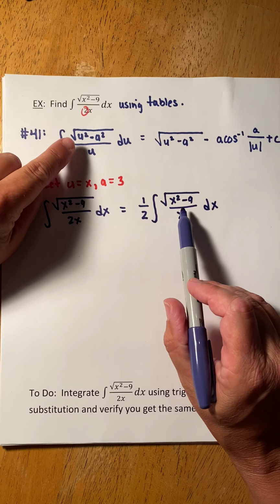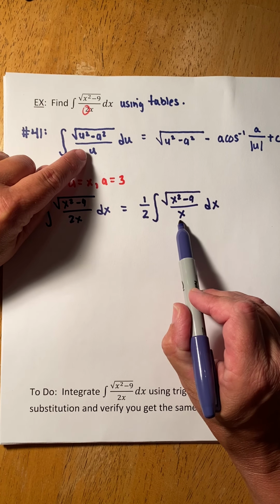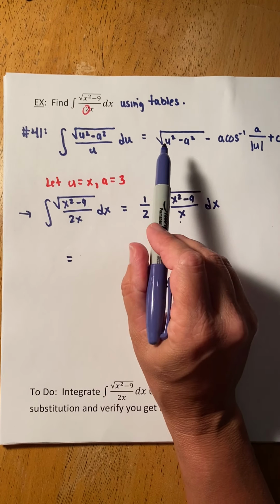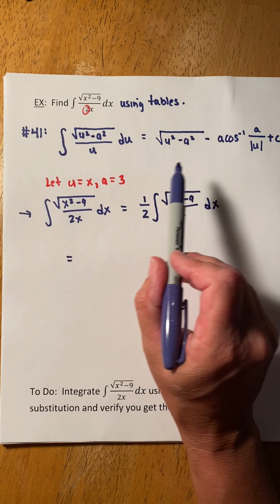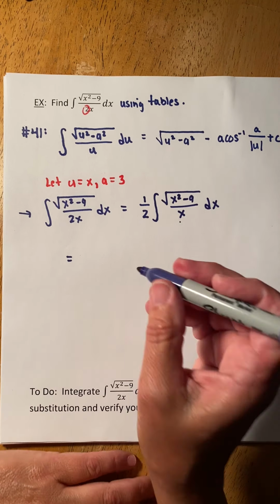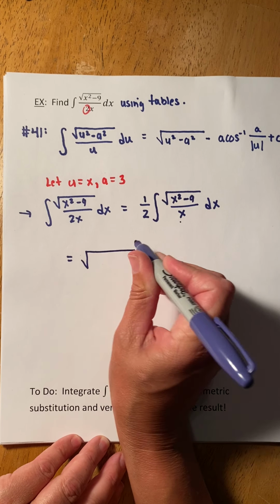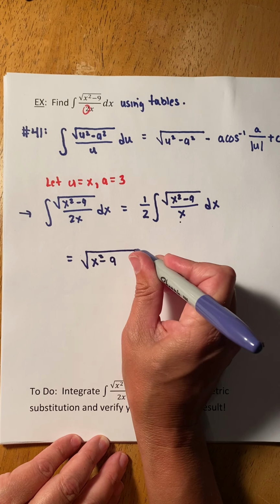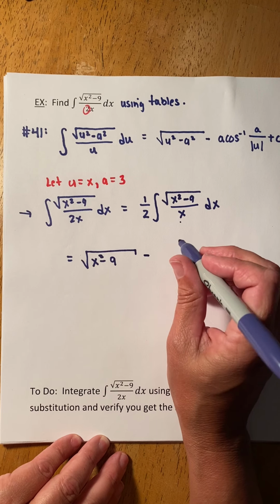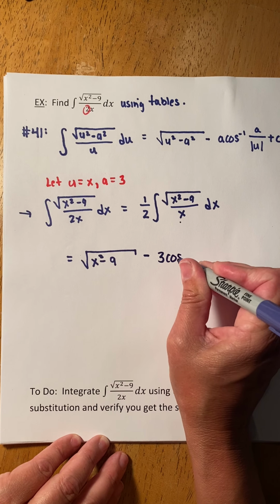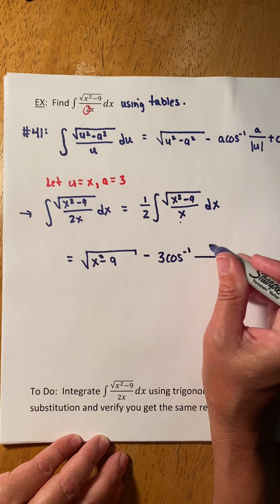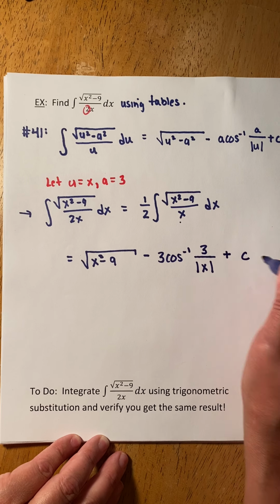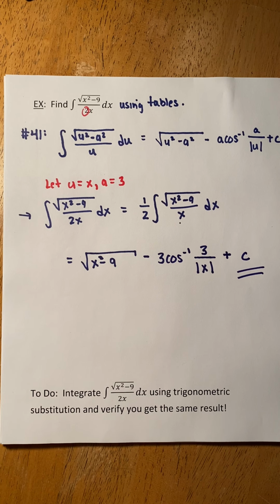Now things line up nicely. We just have x squared. We have 3 squared here, and we have just the variable of integration there. So now everywhere we see u in the template, we're going to put x. Everywhere we see a, we're going to put 3. So it's going to be the square root of x squared minus a squared, which is 9, or 3 squared, minus a, 3, inverse cosine of the constant 3 all over the absolute value of x plus c. There we go. That's it.